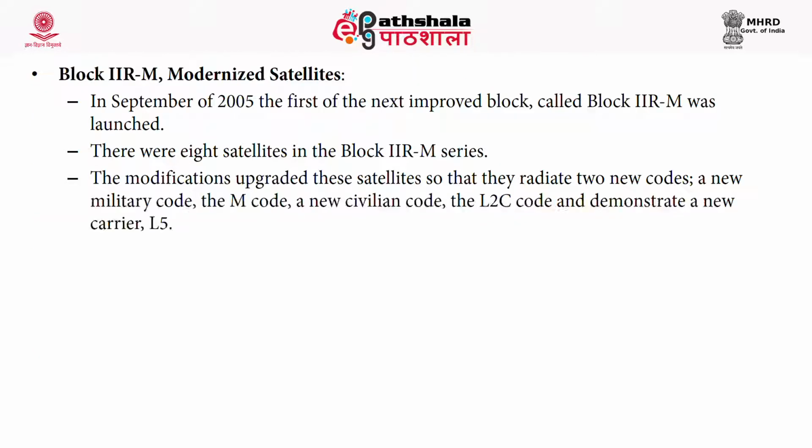Again, the Block 2RM includes the modernized satellites, and of this block, the first satellite was launched in September of 2005. There are about 8 satellites in this series, and these satellites were modified and upgraded so that they radiate 2 new codes, that is a military code called M code and civilian code called L2C code, and it also demonstrates a new carrier, that is L5.